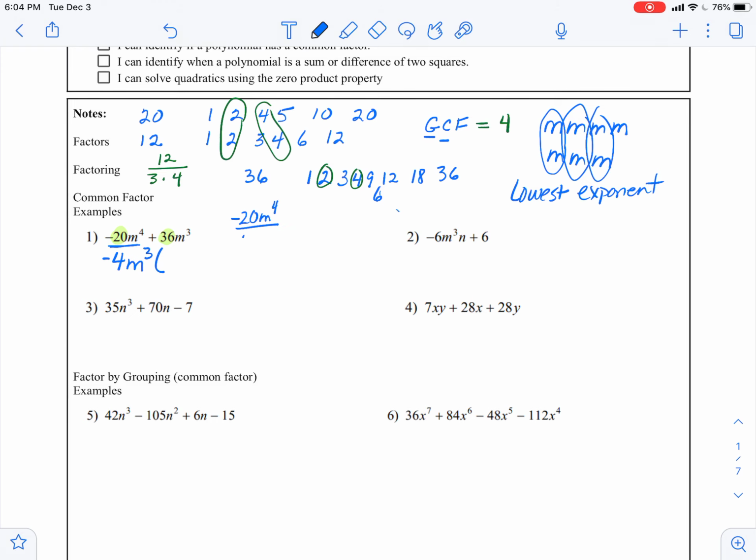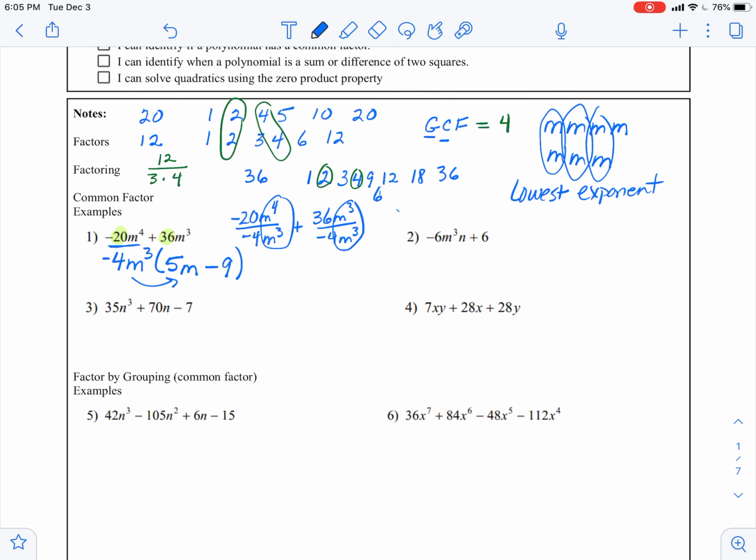And we're going to divide each of these by that common factor. You might want to write it out like that, but some of you can just do it in your head. So 4 times what is 20? That would be 5. And m to the 3rd times what is m to the 4th? That would just be an m. Or I could do my subtraction rule here. And 36 divided by negative 4 would be a negative 9. And then your m to the 3rds cancel out, and that would be your answer.